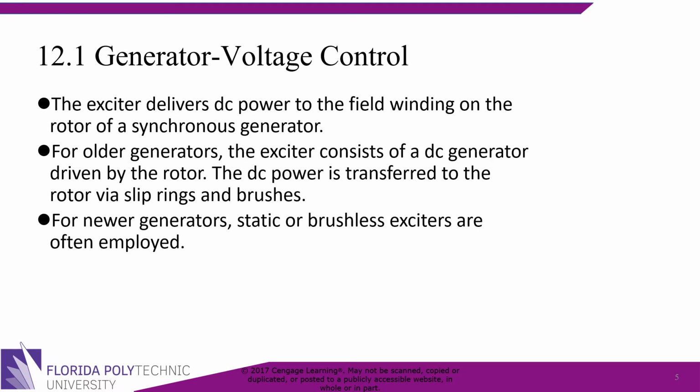Generator voltage control. The exciter delivers DC power to the field winding on the rotor of a synchronous generator. For older generators, the exciter consists of a DC generator driven by the rotor. The DC power is transferred to the rotor via slip rings and brushes. For newer generators, static or brushless exciters are often employed.